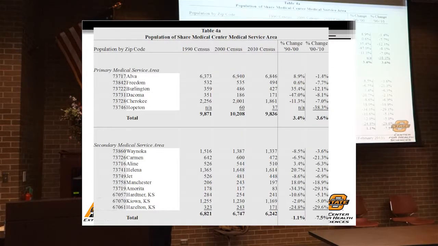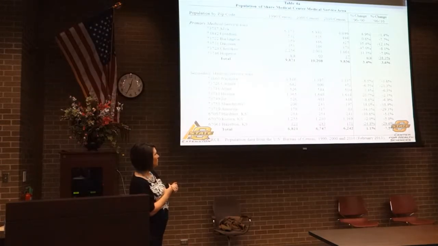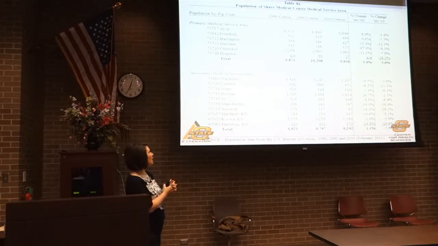So just trends from 1990, 2000 to 2010. For the primary service area, you saw an increase from 1990 to 2000, and then a slight decrease from 2000 to 2010. The zip code area of Alva increased almost 9% from 1990 to 2000, and then declined 1.4% during that time period. The secondary service area saw a decline overall, between both census years. The Kansas zip codes, they saw declines continuously.